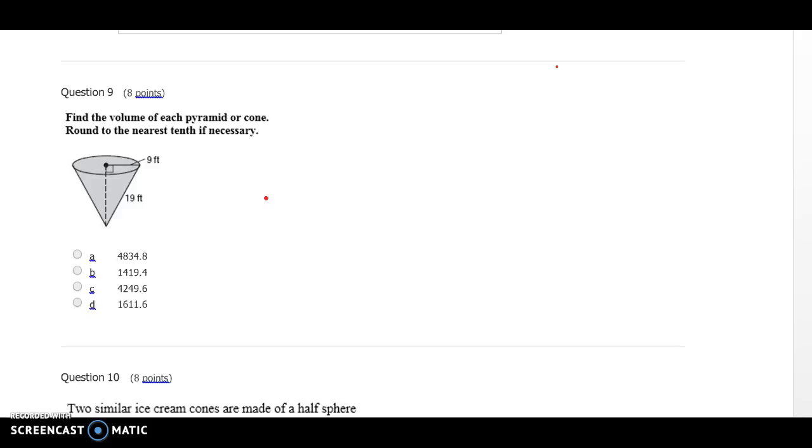It says round to the nearest tenth. Okay? So volume of a cone. Just looking at your formula sheet, right? Volume is 1/3 base times height, right? Yeah, 1/3 base times height.